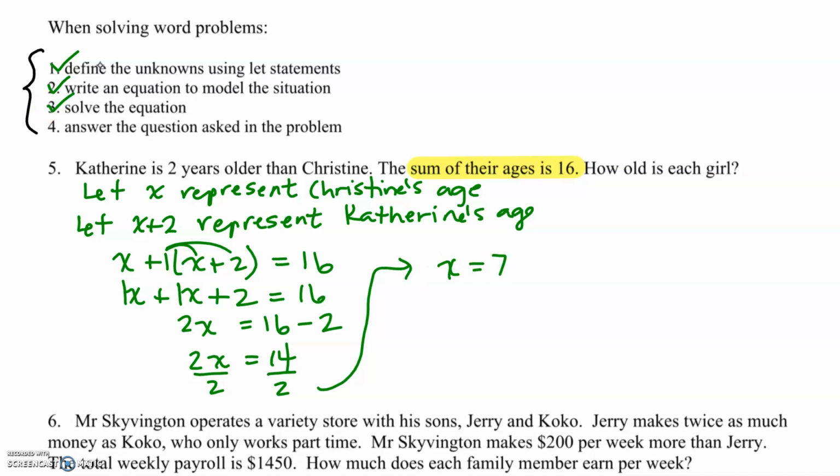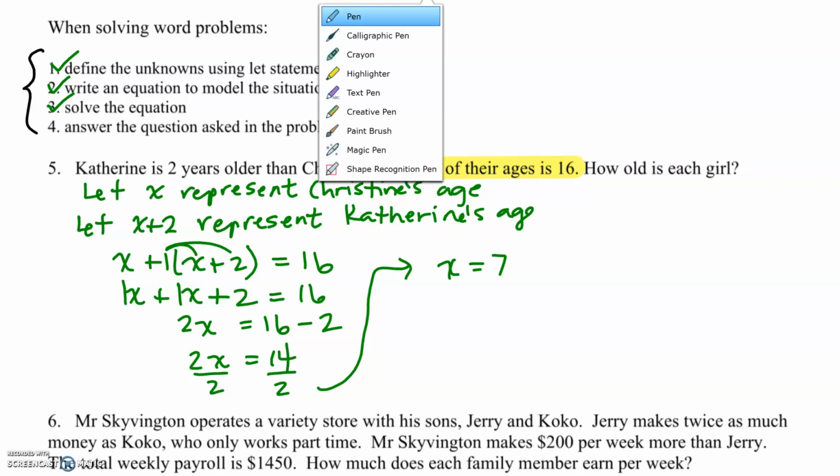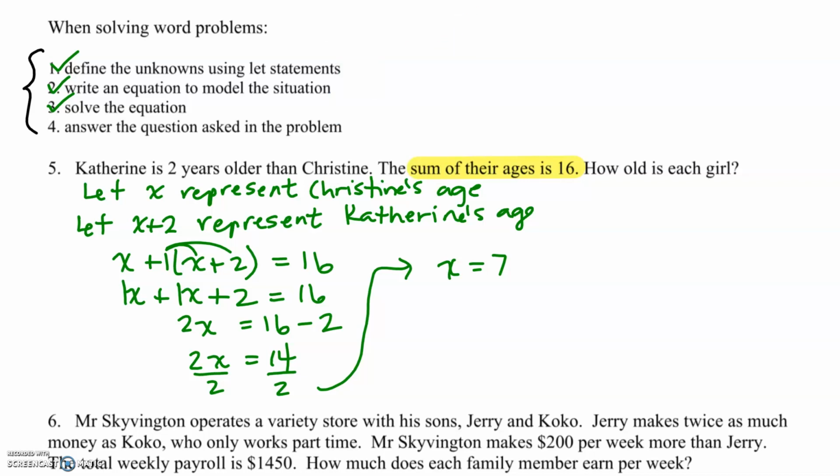Lastly, we have to answer the question asked in the problem. So the question being asked is, how old is each girl? So I know that x is 7. When I go back to my let statement, x represents Christine's age. So I know how old Christine is. So I can say, therefore, Christine is 7 years old.